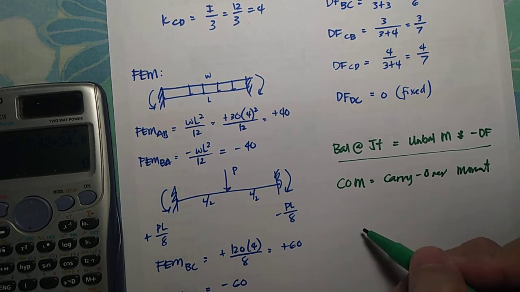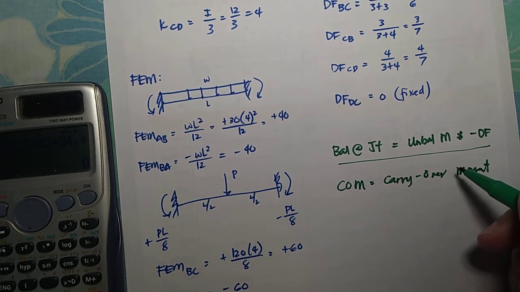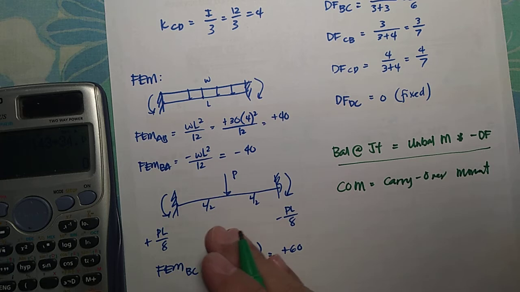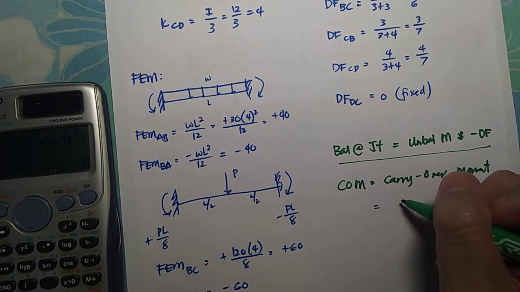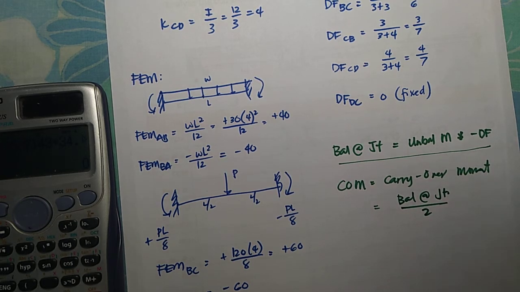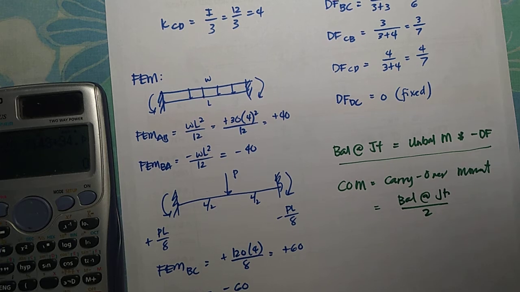Mag-criss-cross tayo. So, we're going to carry over the moment to the other side of the member. Okay? And the carryover moment is just equal to the balance moment, balance at joint, divided by 2. So, that is also 1/2. So, kukuhain mo lang yung 1/2.